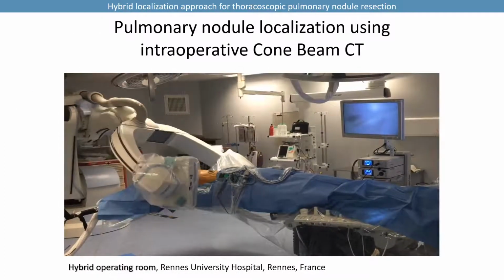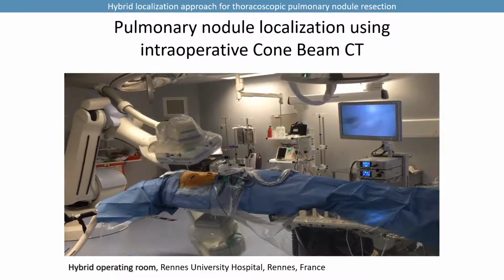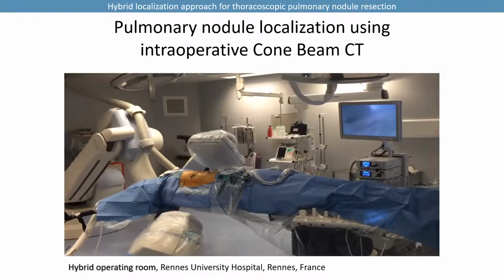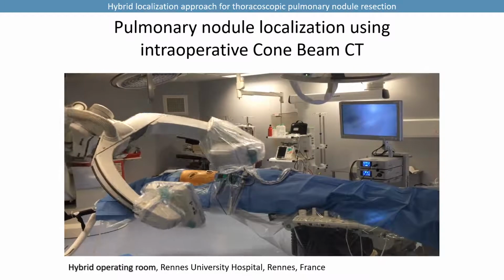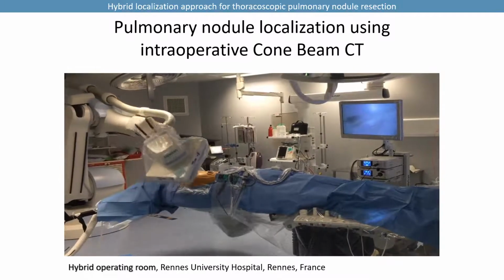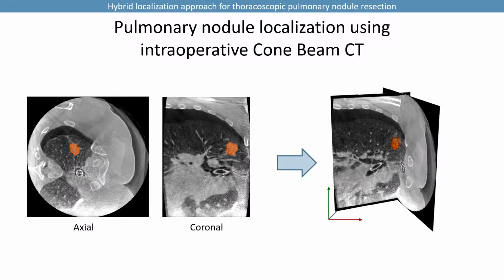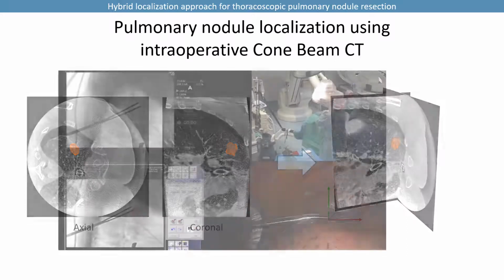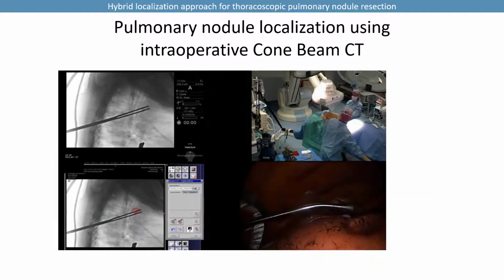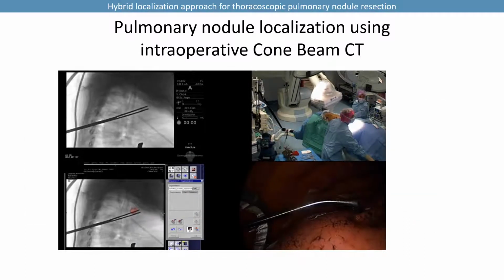It is in this context that an alternative localization technique based on intraoperative cone beam CT images has been proposed at the Rennes University Hospital. The nodule is identified and delineated in the CBCT image. An augmented fluoroscopy is used to facilitate its localization.